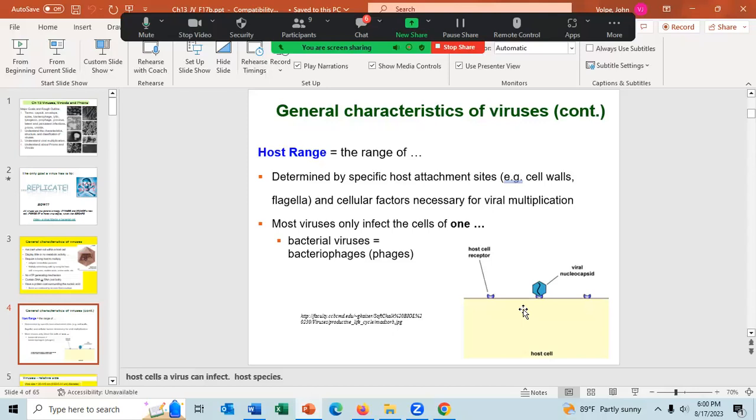There are some viruses which are not so specific, like bird flu, for example. I'm trying to think of another one. Encephalitis virus would be a good example. What do you call it? Eastern equine encephalitis would be an example.